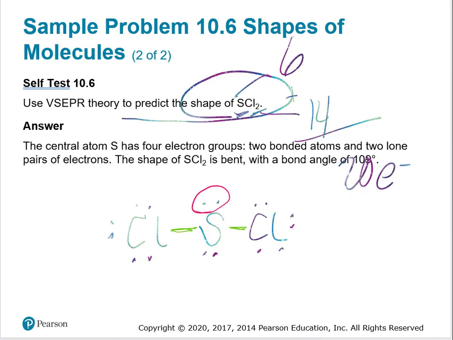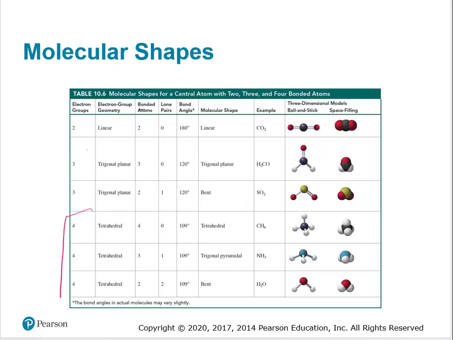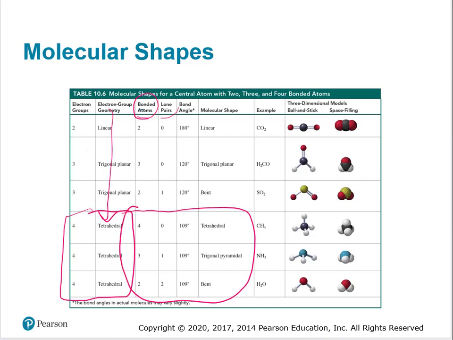And in this case, there's 1, 2, 3, 4. There are 4 domains around the central atom. So if I were to go back and look at my cheat sheet, 4 things around my central atom means that it has an electron geometry of being tetrahedral. But then we have to see what shape is it really, how many bonded atoms are there, and how many lone pairs are there. Well, there were 2 chlorines and 2 lone pairs. So it is a bent shape.